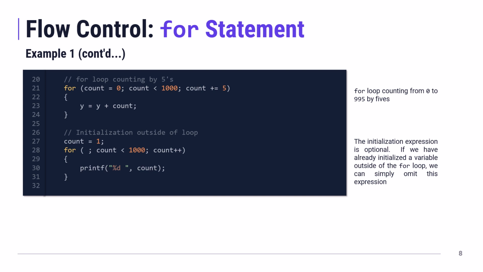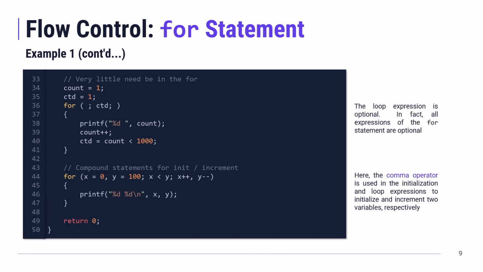So you can see on line 28, I do not have anything in the initializer expression. Instead, if we've already initialized the variable outside of the loop, that's fine. You just put a semicolon there and you put nothing in that expression. And indeed, very little needs to be in the for loop. In this case, we have omitted the initializer expression. We've also omitted the loop expression. So if I'm updating whatever my condition is, I can update it right in the loop itself, and then I don't need that loop expression if I don't want it. And in fact, we don't even need the condition. If I take out the condition, it just becomes an infinite loop, which can be useful in some cases.